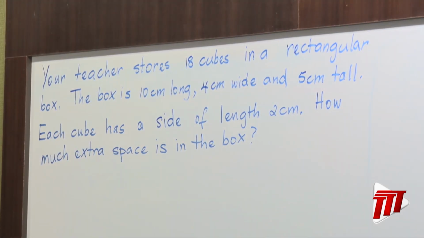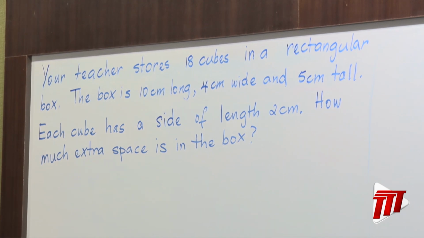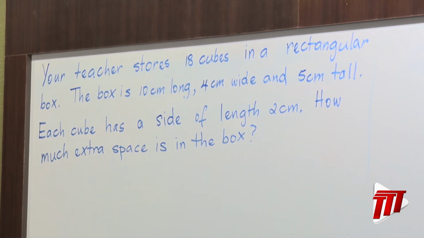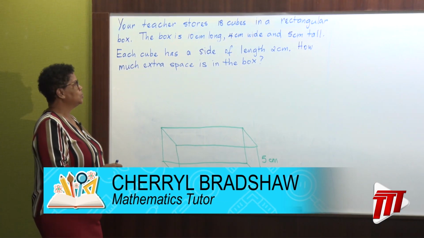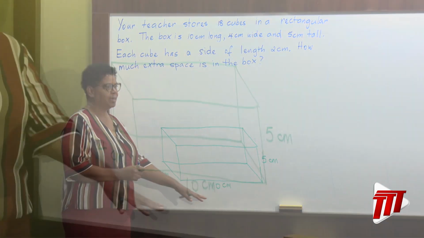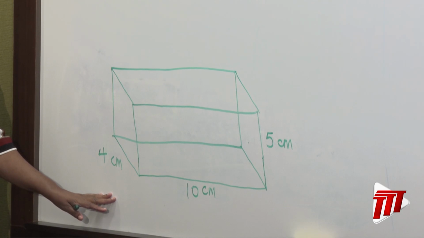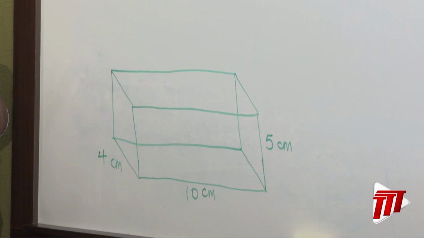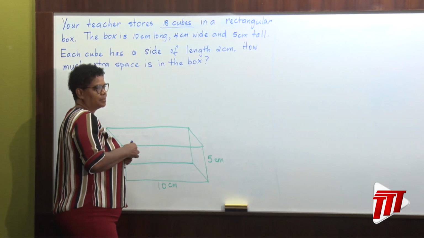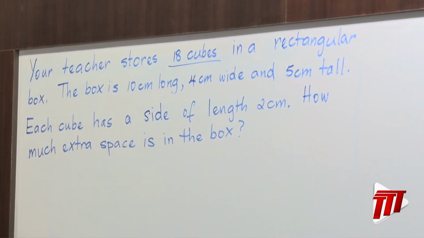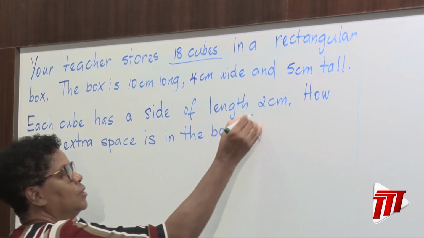This problem says your teacher stores 18 cubes in a rectangular box. The box is 10 centimeters long, 4 centimeters wide, and 5 centimeters tall. Each cube has a side of length 2 centimeters. How much extra space is in the box? So we know this is the dimension of the rectangular box. We also know that there are 18 cubes in the box, and we also know that each cube has a side of length 2 centimeters.